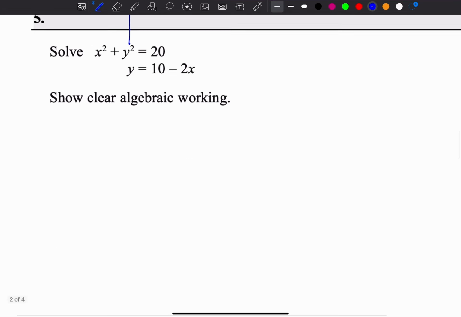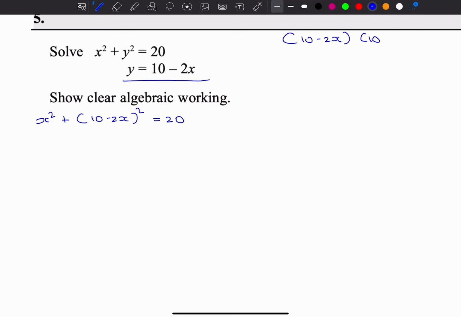Next one. This one you also do by substitution. They already made the y the subject for you, so it's okay, it's good enough. So what do we have then? We go x squared plus y squared is what? 10 minus 2x squared is equal to 20. 10 minus 2x, 10 minus 2x, because it's 10 minus 2x squared, right? What's that? That's 100 minus 20x plus 4x squared. So that's x squared plus 100 minus 40x, remember, plus 4x squared. Bring the plus 20 inside, minus 20, equal to 0.